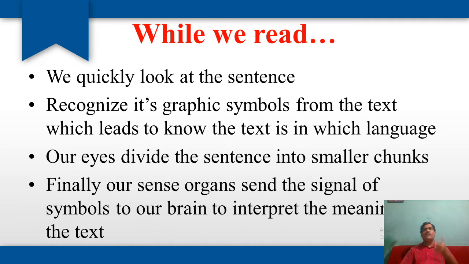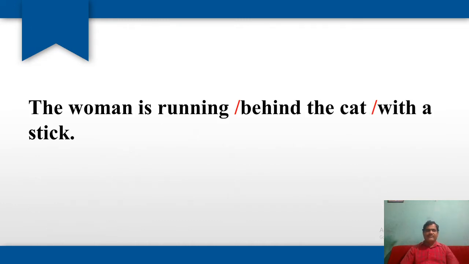Finally, your eyes, the sense organs, send a signal to your brain. The signal of symbols is sent to your brain to be interpreted. Then you are decoding the encoded form of the written or printed message of the writer, either directly or indirectly. Then you are able to understand the text. Understanding is also a sub skill of reading. When you are able to read the sentence and also comprehend it, then your reading is perfect. Good.